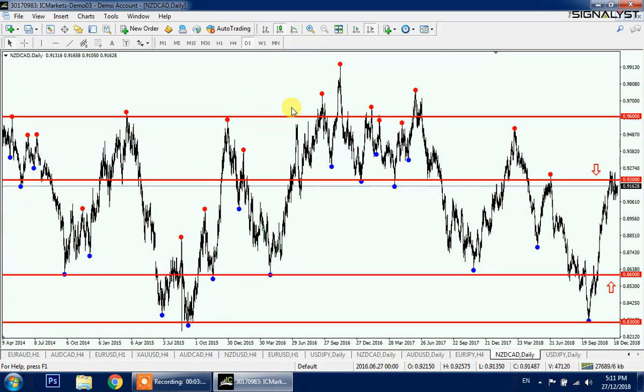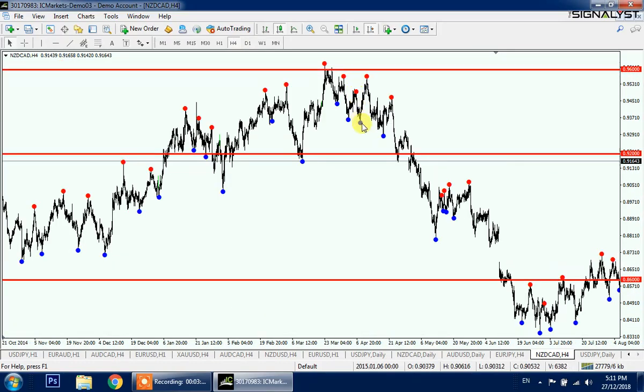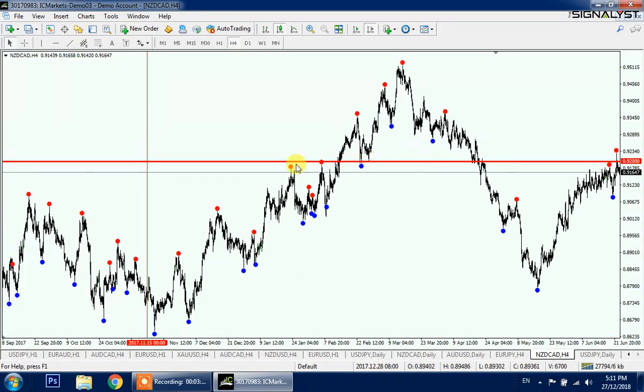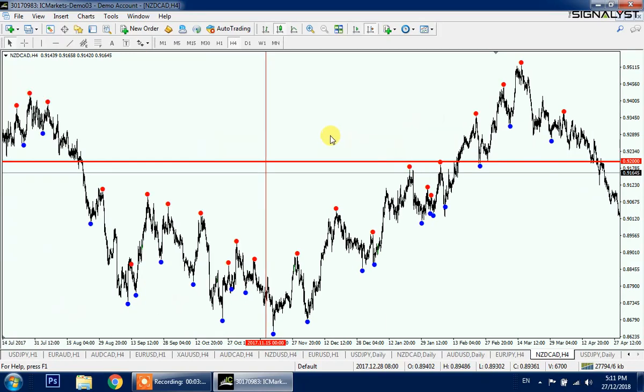So let's take some examples. Here we have our line, 1, 2, 3 touches, so we can start to rely on it from here, right? So here we have an example. As I mentioned earlier, I zoom into the H4 or H1 chart to look for entries. So let's do it. Where's our line? So we are looking for entries here.